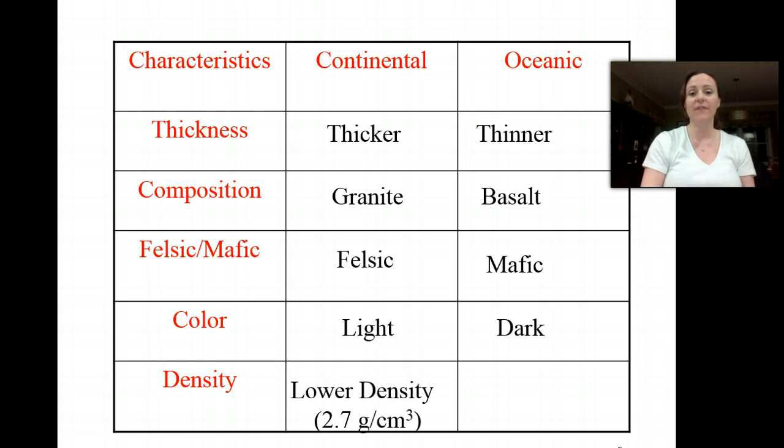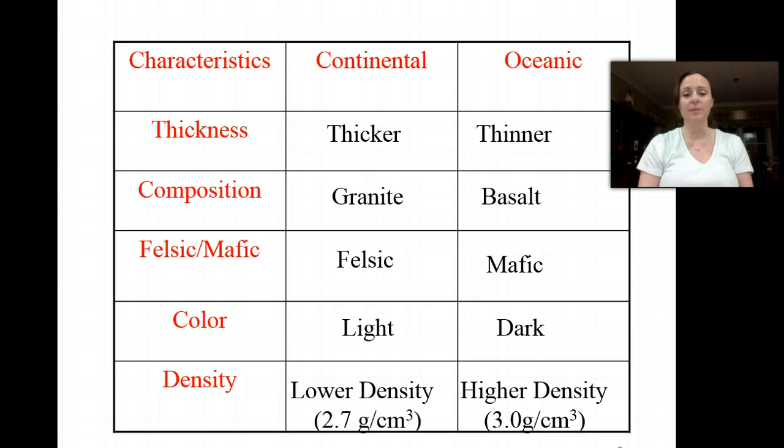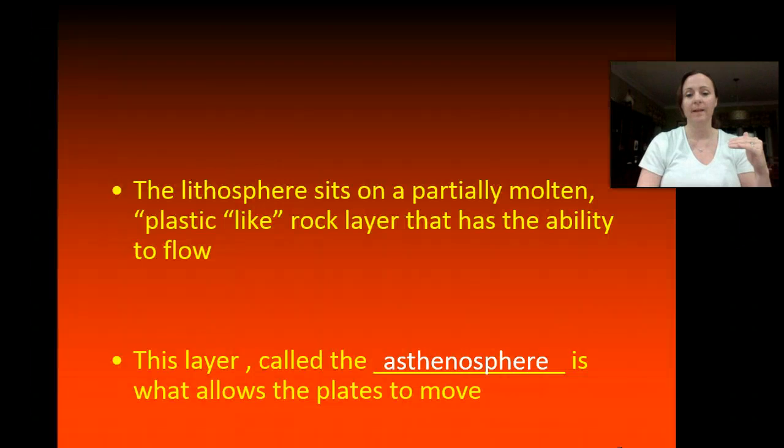Similarly, we would find that the density is lower in continental and higher in oceanic. So you have to be careful with this because the oceanic is thinner. We tend to think of it as less dense, but because it's thinner, it's more packed with molecules, so it's actually more dense than the thicker continental crust.